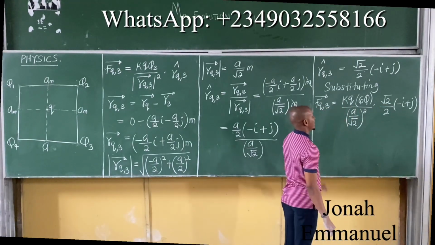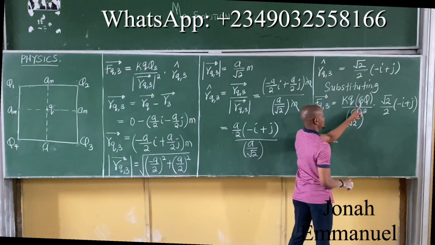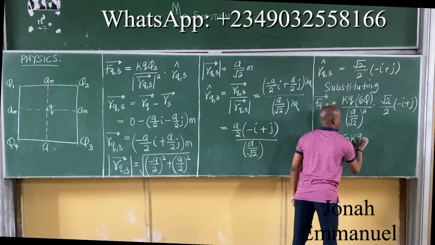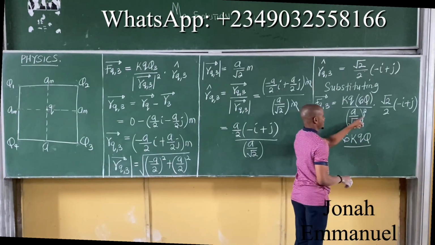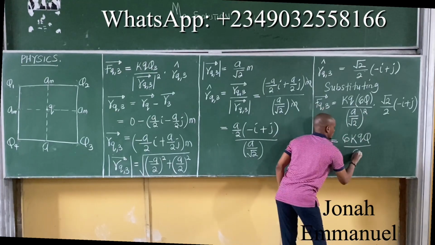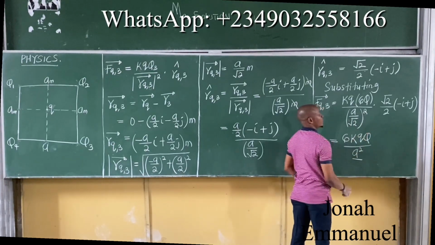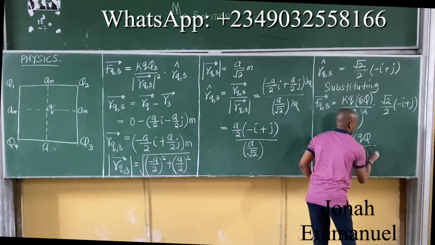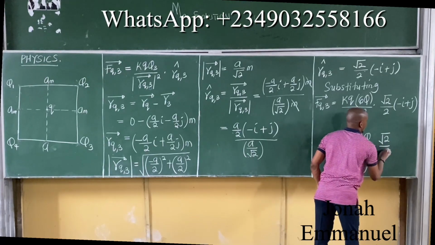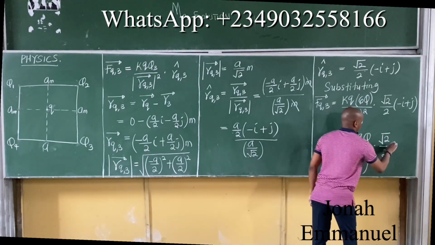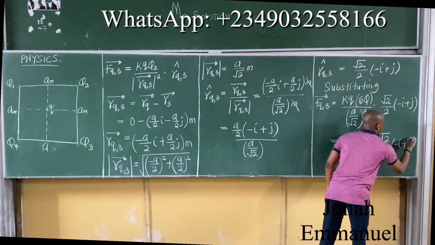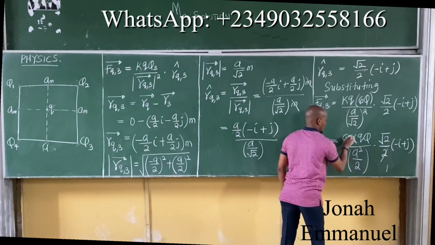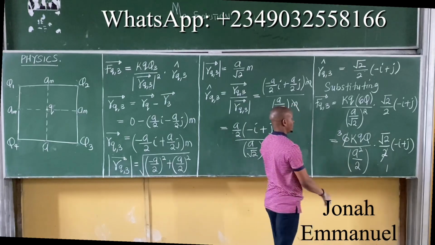So work this out. It's now equal to 6 comes out here. That gives you 6 into KQQ all over, here is square, so it becomes A squared all over. Square cancels square root, which gives you 2. So I have this. Dot root 2 over 2 into minus I plus J. Obviously 2 there, 1, 2 there, 3. So I have this.